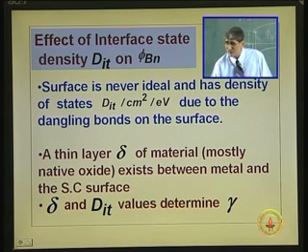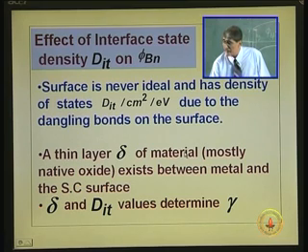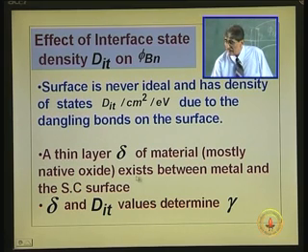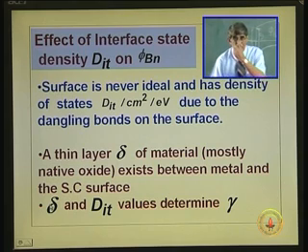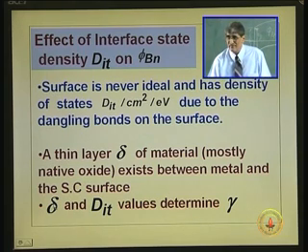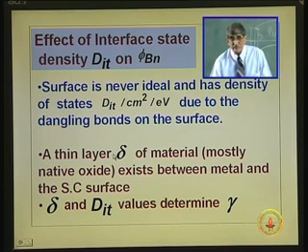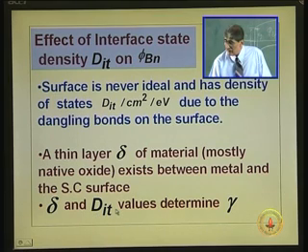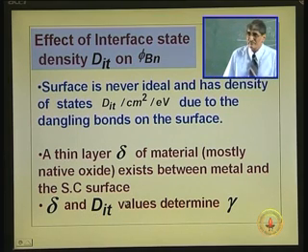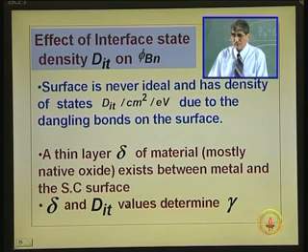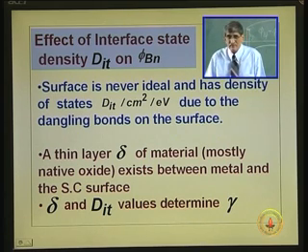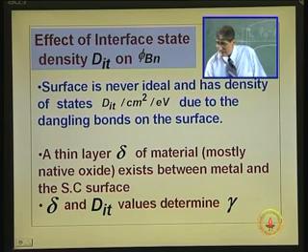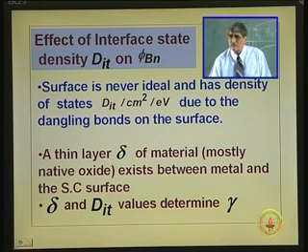Otherwise you will always have a thin layer of thickness delta, mostly native oxide, between the metal and the semiconductor surface, SC standing for semiconductor. I just use the short form here. Delta, the thickness of that layer, and the DIT, the interface state density, determine the value of gamma. So if delta is 0, the gamma effect is not there, or if DIT is 0, ideal condition, you get phi m minus phi.